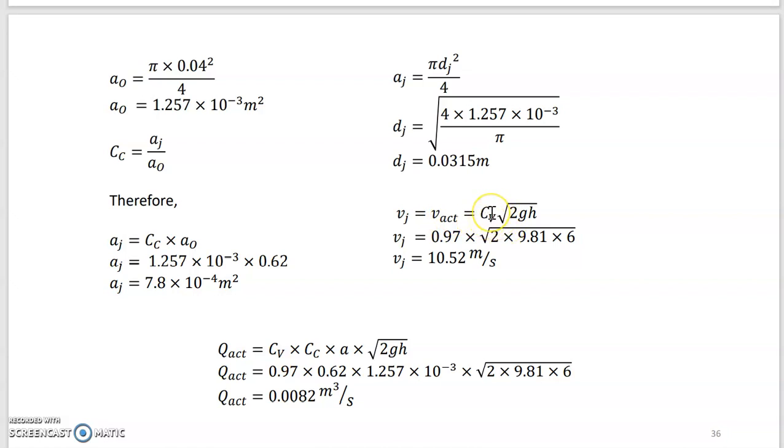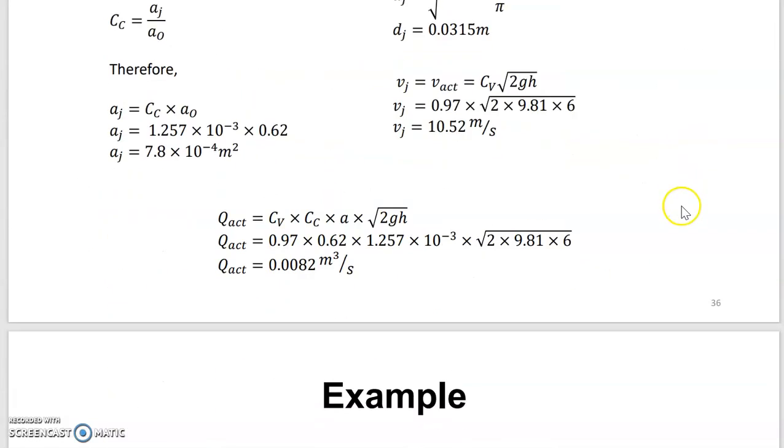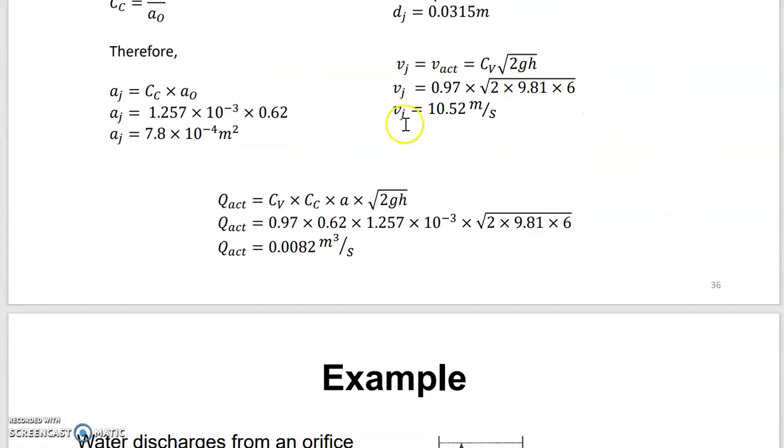And then the velocity of the jet equals the actual velocity, that is the coefficient of velocity times the square root of 2gh. So we put the coefficient 0.97 times the square root of 2gh, where H is the height of water in the tank, that is 6 meters. So we get the velocity of the jet equal to 10.52 meters per second.